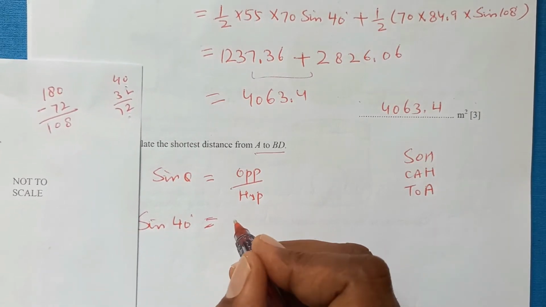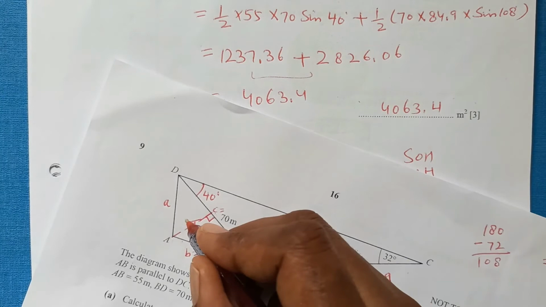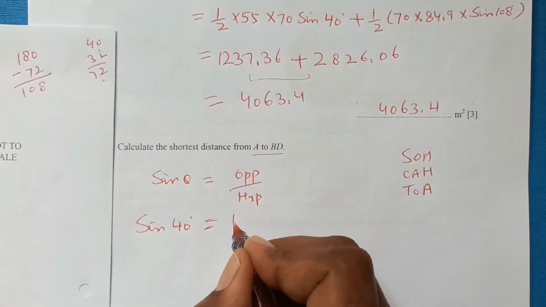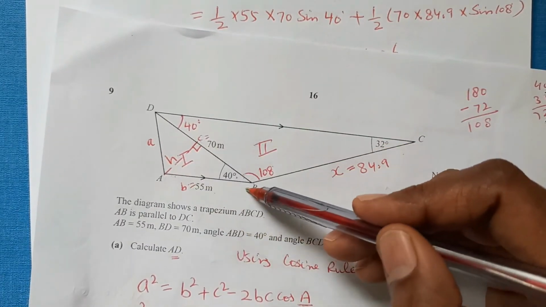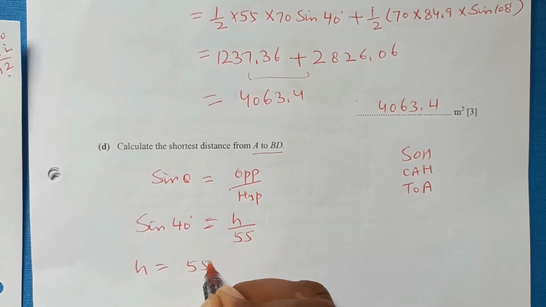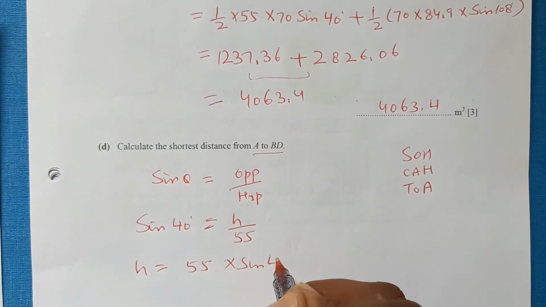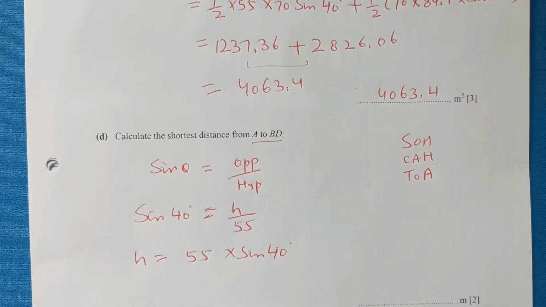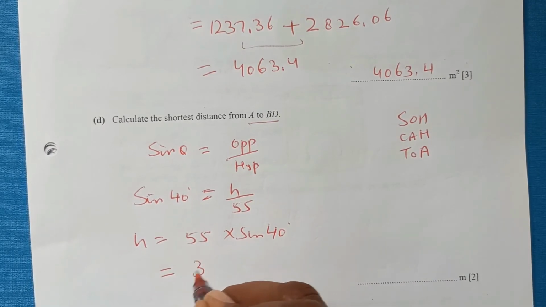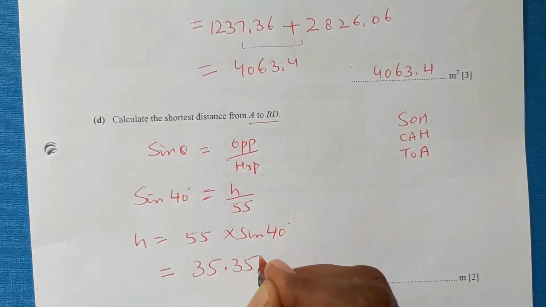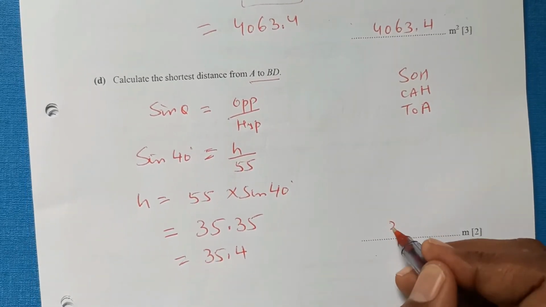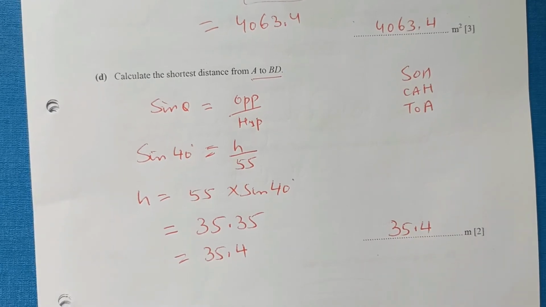That we want to know is the shortest distance. Let me write it as H. So opposite, and hypotenuse is this one, 55. So H will be 55 times sine 40 degrees. So 55 times sine 40 is coming 35.35, so 35.4 approximately. So 35.4 is the final answer.